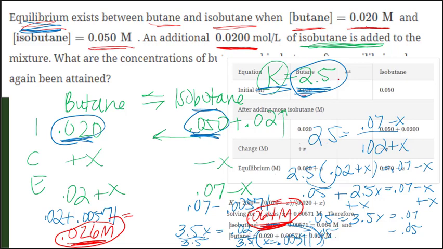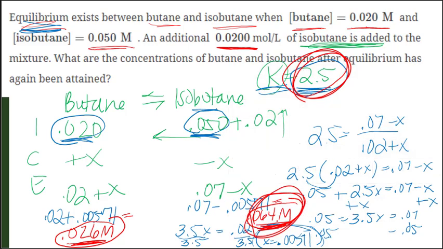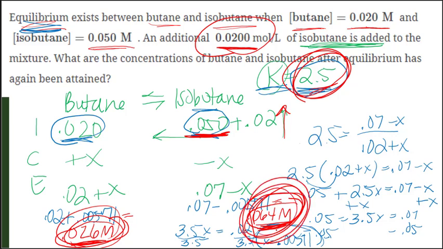And again, we could double check to make sure it was back at the equilibrium value by taking 0.064 and dividing it by 0.026. That will give me that 2.5 value. And notice that I started at 0.05 and I increased the concentration of my isobutane. It went up to 0.064, which means my equilibrium had to shift left to increase the concentration of my butane. And notice it went from 0.02 to 0.026.